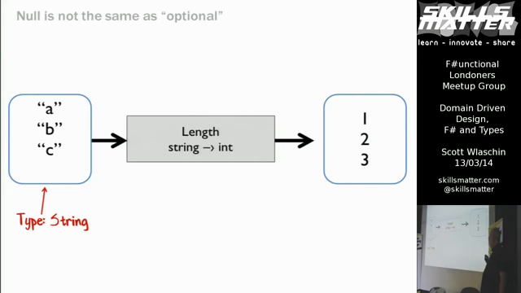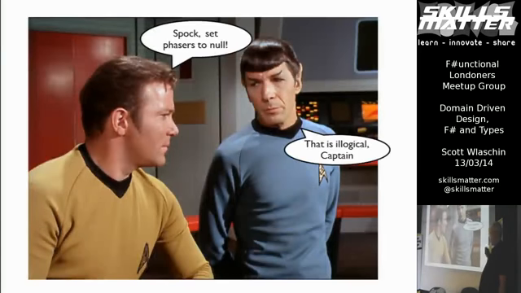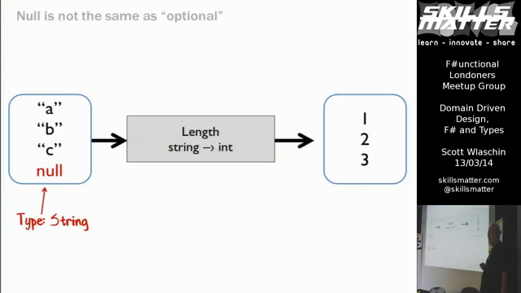A lot of people say let's use a null to represent a missing value. And I want to say nulls are evil. Nulls are terrible things, and I'll explain why. You don't ever say set phasers to null. It's not a logical thing. Nulls are not a logical option. Spock would not approve. So why are nulls so bad?